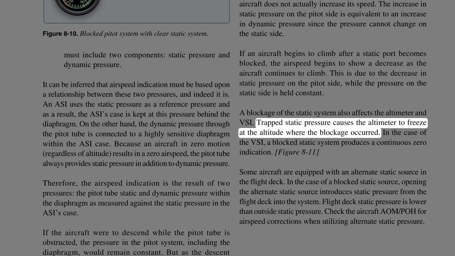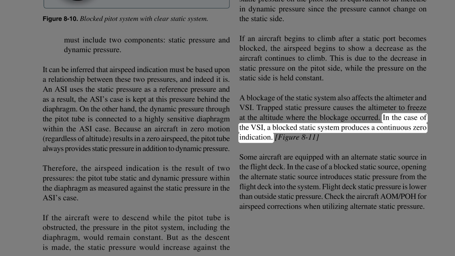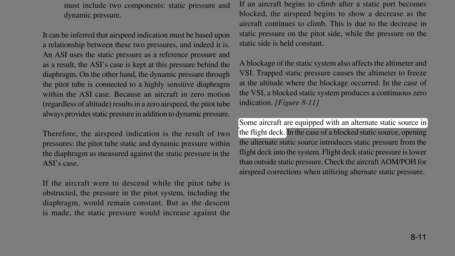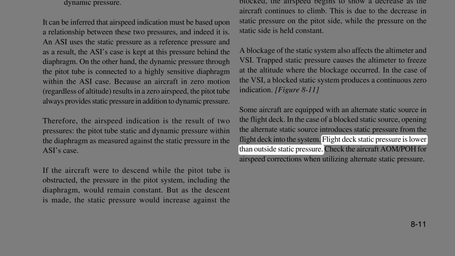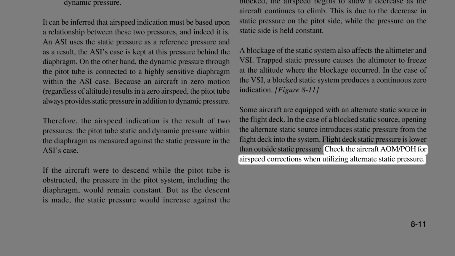Trapped static pressure causes the altimeter to freeze at the altitude where the blockage occurred. In the case of the VSI, a blocked static system produces a continuous 0 indication. Some aircraft are equipped with an alternate static source in the flight deck. In the case of a blocked static source, opening the alternate static source introduces static pressure from the flight deck into the system. Flight deck static pressure is lower than outside static pressure. Check the aircraft AOM/POH for airspeed corrections when utilizing alternate static pressure.